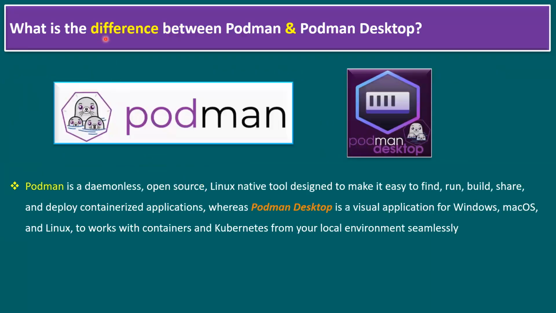Now, let's understand what is the difference between Podman and Podman Desktop. The Podman icon looks like this and the Podman Desktop icon looks like this. Podman is a daemonless open source Linux native tool designed to make it easy to find, run, build, share, and deploy containerized applications. Whereas Podman Desktop is a visual application for Windows, Macintosh operating systems, and Linux flavors to work with containers and Kubernetes from our local environment continuously or seamlessly.